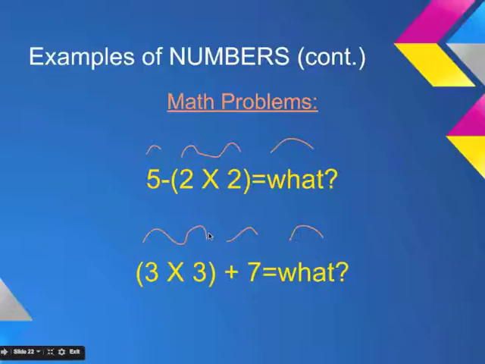3 times 3 plus 7 equals what? So again, notice we'll pause in between each particular idea in the kind of order of operations, and then put the final rising and falling pitch at the end.